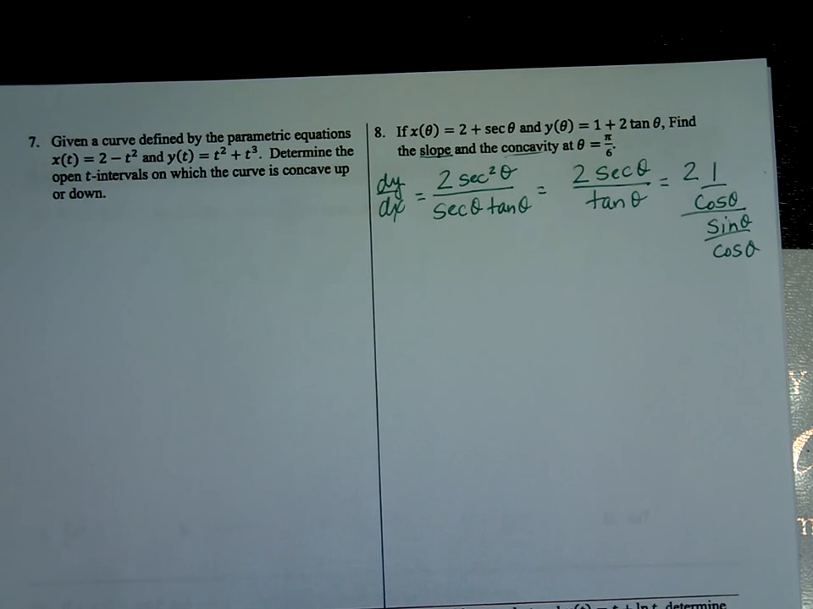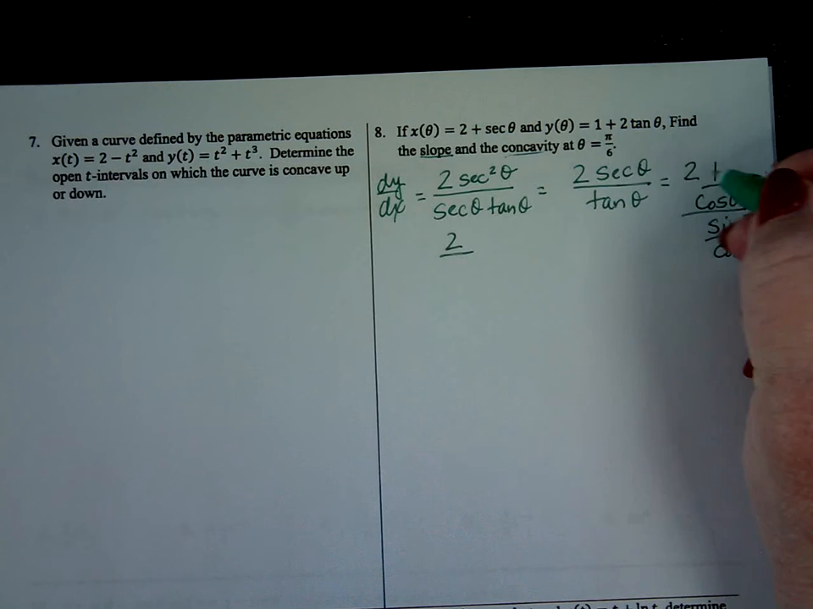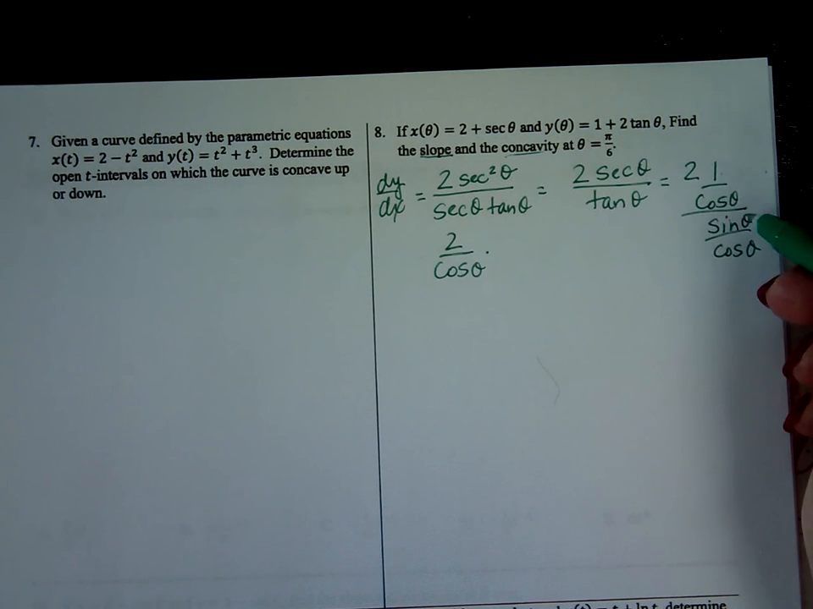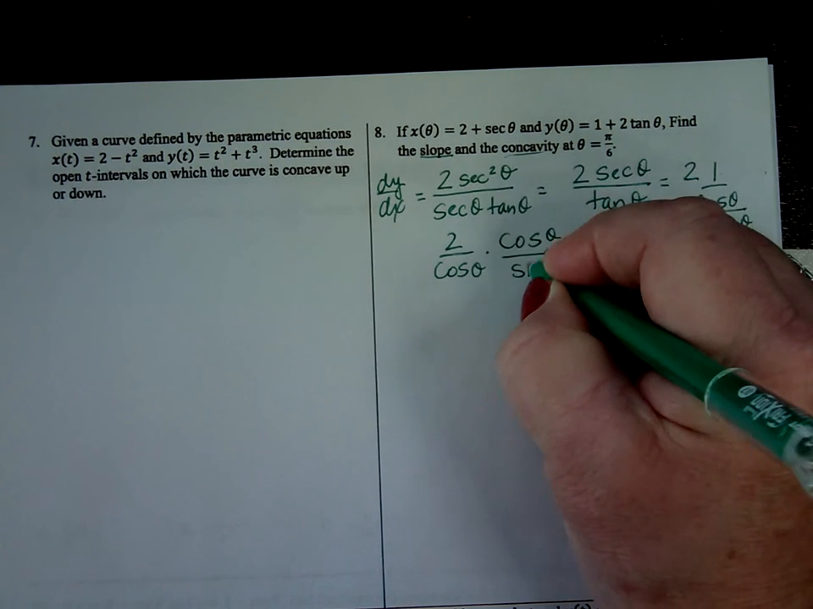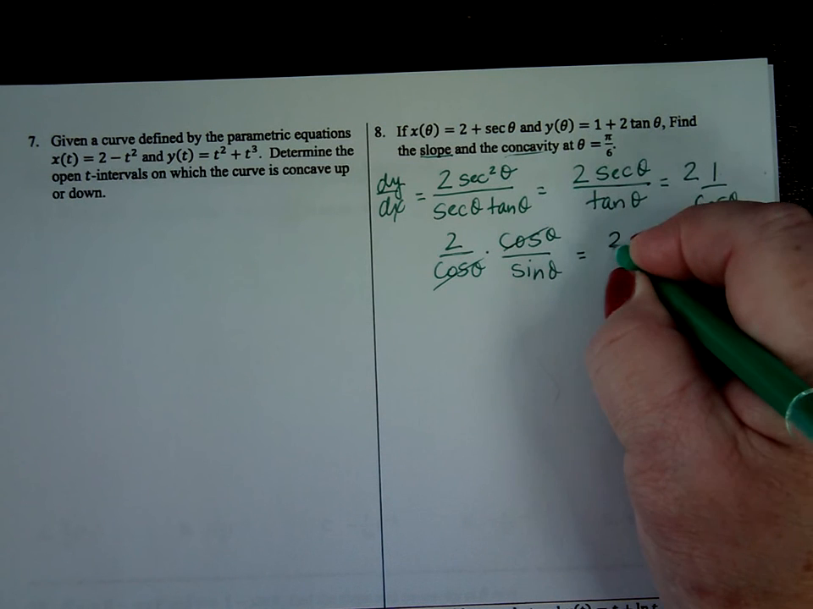So what I really have is 2 times 1, which is 2, over cosine of theta times, remember, keep change flip, so I'm dividing by sine over cosine, which means I'm multiplying by cosine over sine. That makes me do a happy dance because my cosines are out, and here I am, 2 over sine of theta.